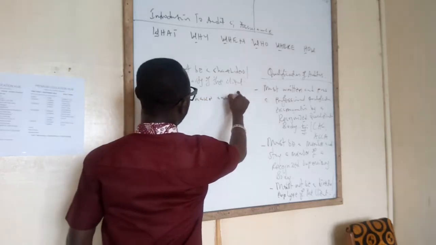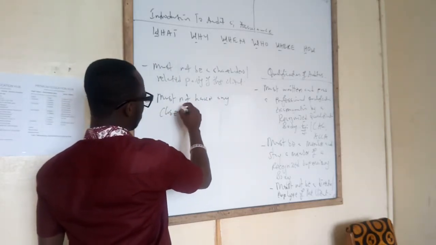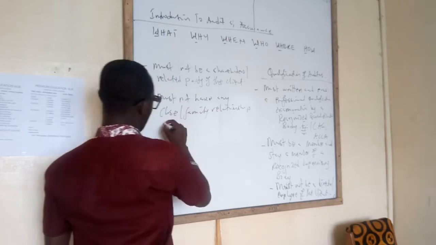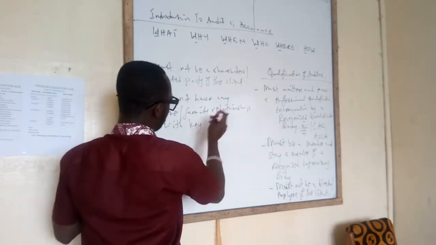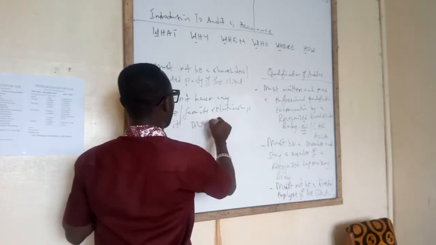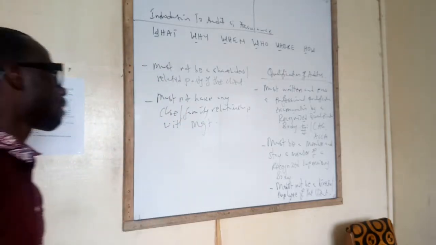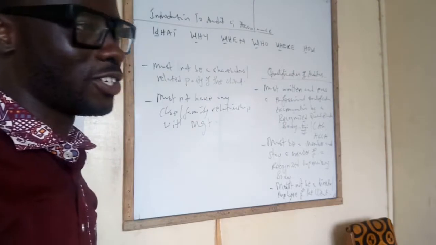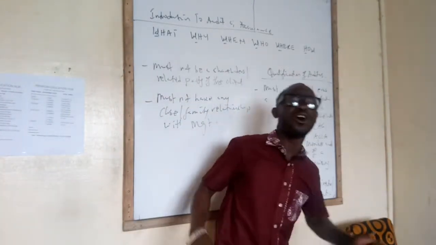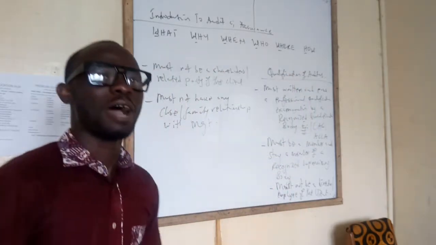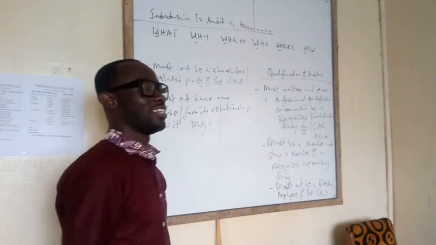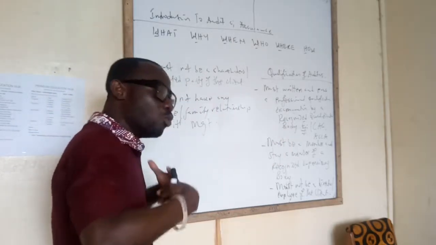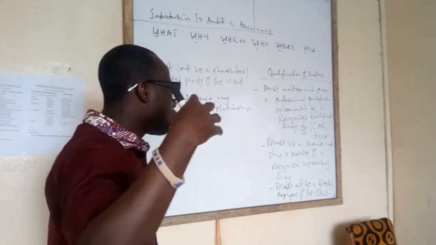Then the auditor must not have any close or family relationship with key staff or with management. So you cannot audit the company of your father, of your mother, of your sister. You can't audit their firm. So you say, oh, daddy, I'm an auditor, give me the audit and I will give you a discount so that you don't give it out. No, you cannot audit. Why? Because in that case, you will not be what? Independent as an auditor.